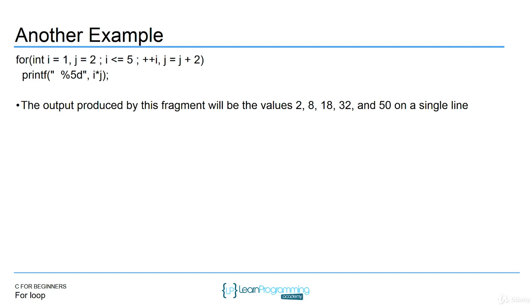It's then going to say i is now equal, and we're also modifying that variable i in our last statement. So in the second iteration of the loop, i is going to be equal to 2, and j is going to be equal to 2 plus 2, which is 4. So now we're going to multiply 2 times 4, which is 8, and we're going to display it.